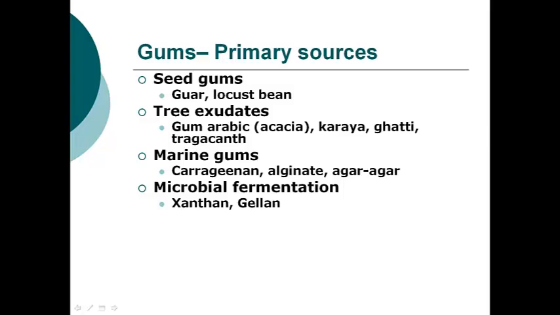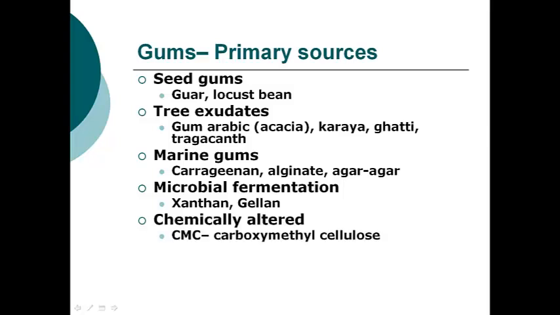Microbial fermentation, bacteria specifically, are also sources of gums. Xanthan and gellan are examples of gums from this source. These 2 gums are used extensively in salad dressings. Chemically altered gums, in most cases, start out as cellulose prior to treatment. Carboxymethylcellulose is probably the most common.